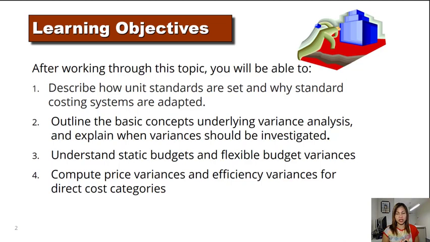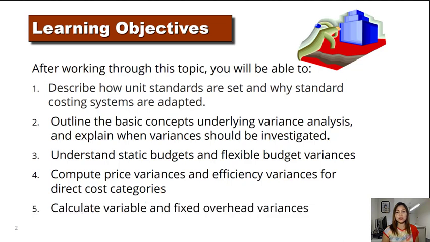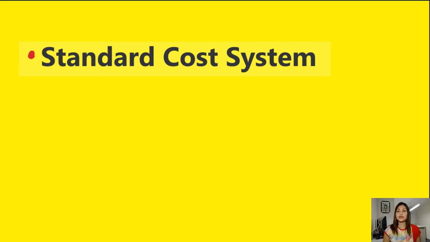The fourth one, we will do a bit of calculation in terms of price variances and efficiency variances for direct cost categories, including direct material and direct labor. And the fifth objective, we will also calculate overhead cost variances, comprising variable and fixed overhead costs. So first, let's discuss a standard cost system.